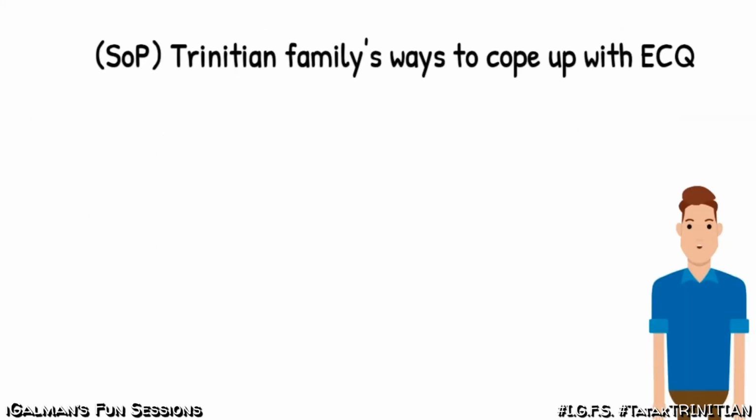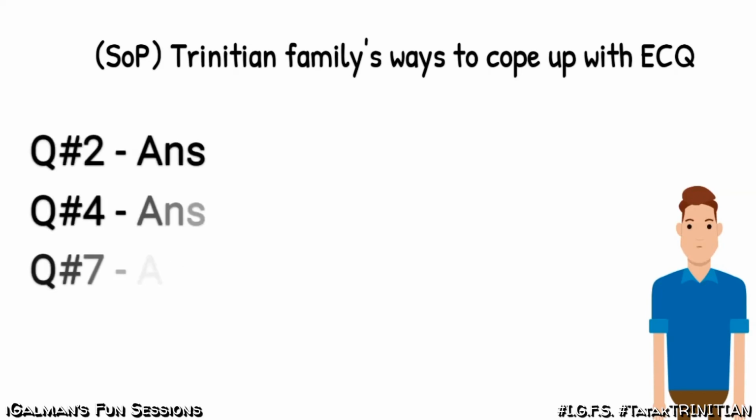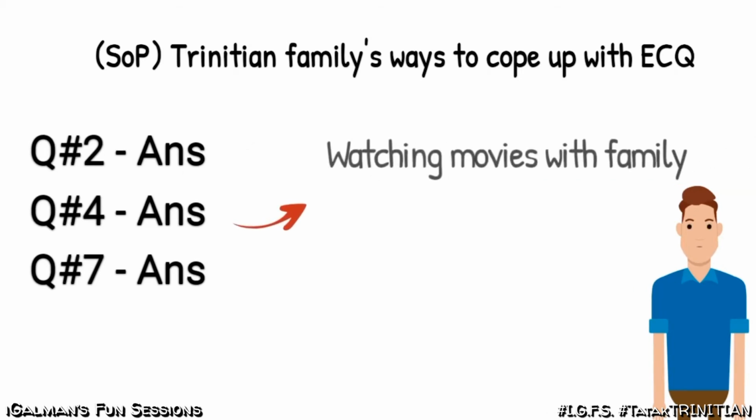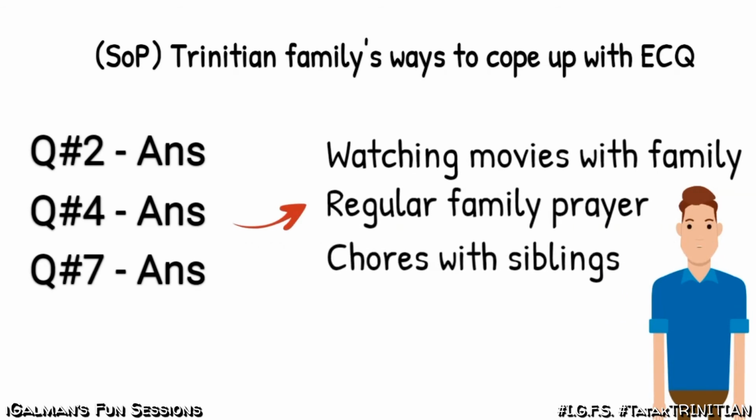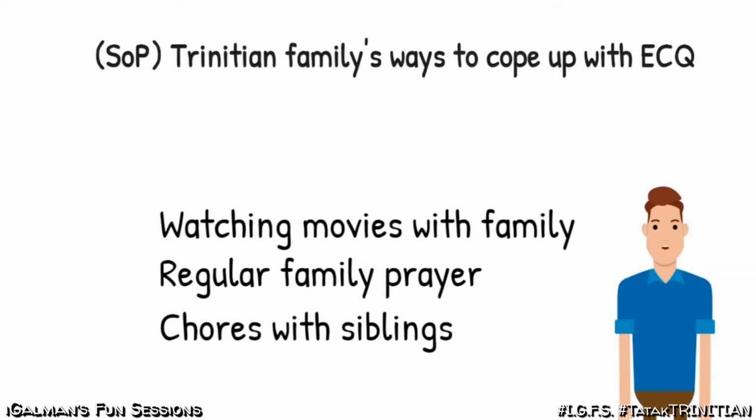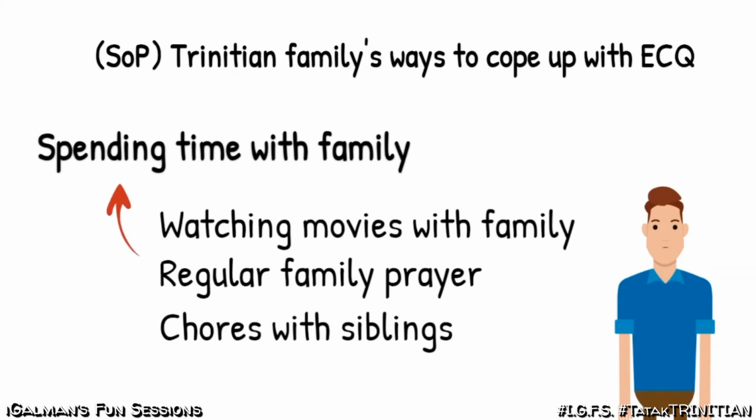Now let's take a look at this example. The SOP is, how do Trinitian families cope up with the ECQ? You turn that into statement form. From the data that you have, look at the similarities. For example, the following that emerged were watching movies with family, regular family prayer, and chores with siblings. You now then look for the main theme, or from our first example, the genre that they belong to. We can say that it all pertains to spending time with family.